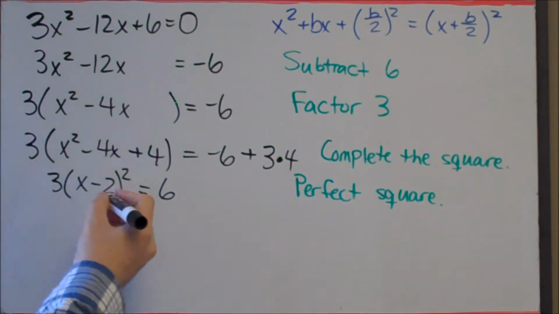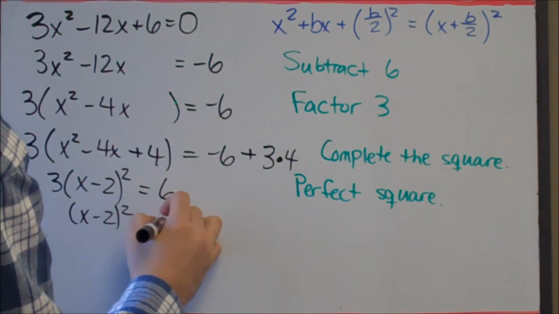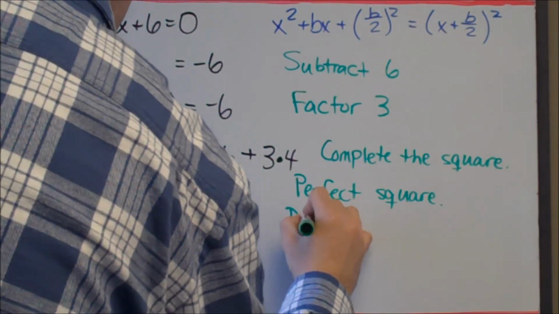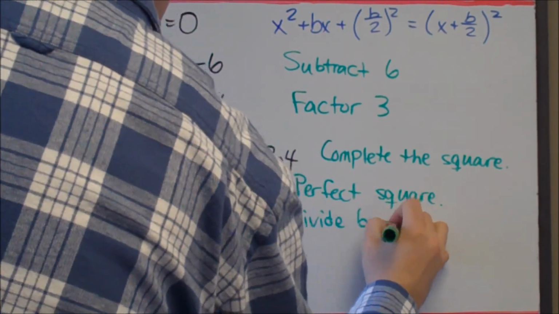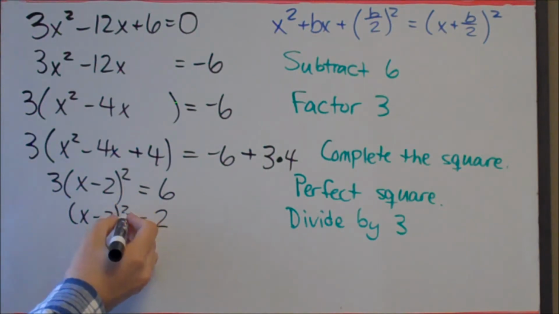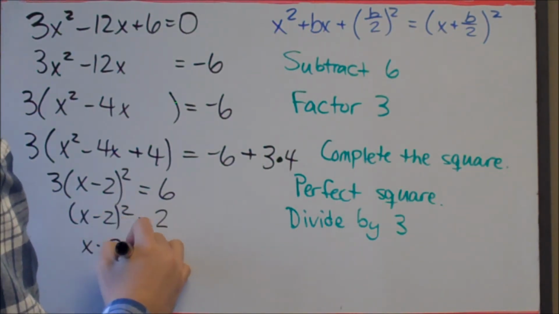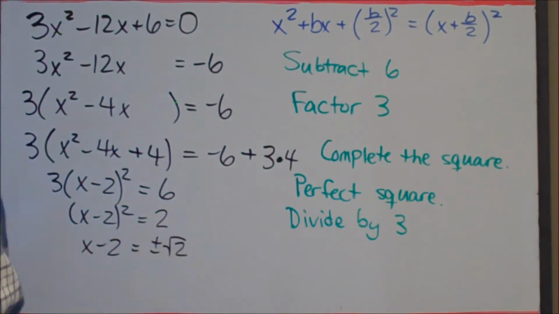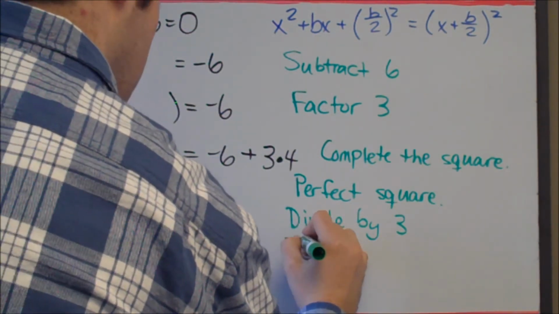Alright, so the next step, we divide by 3. 6 divided by 3 gives us a 2. Then the next step, we're going to take the square root of both sides in order to cancel the squared. So this side just becomes x minus 2. This side becomes plus or minus square root of 2. So this is take square root.